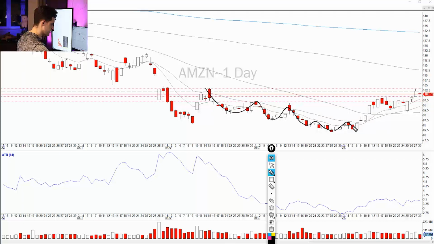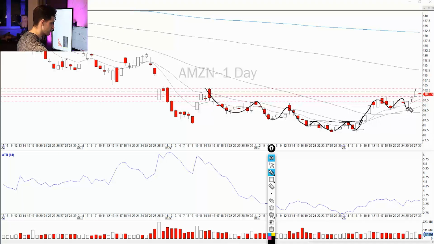Later, it made a reverse head and shoulders pattern. That is the neckline, shoulder, another shoulder, and we finally break above it. So that means that the downtrend we had is about to end. And now we are going to the upside. We're making higher highs and higher lows.